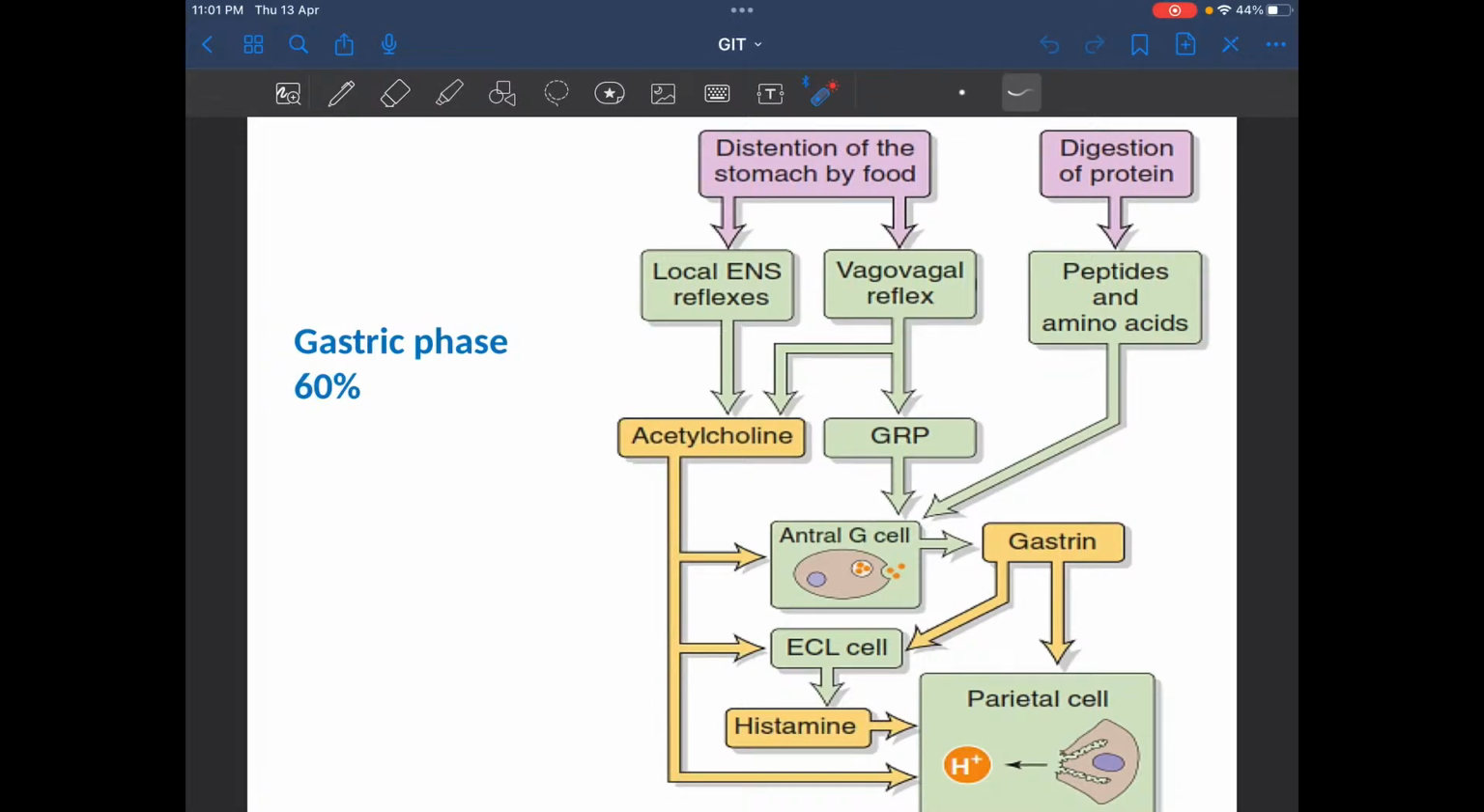All right. The second one we have is the gastric phase. Why is this happening? Due to the distension of the stomach by the food. Whenever the food distends the stomach, that's going to elicit your local enteric nervous system reflexes, and through that, acetylcholine is released because of gastric distension. Or it could occur due to protein breakdown. Whenever proteins get broken down into peptides and amino acids, it serves as a stimulus for your G cells to secrete gastrin, and that can mediate your gastric phase.